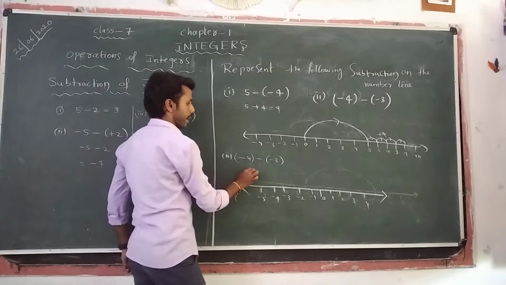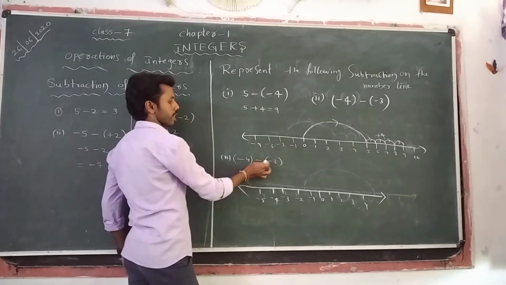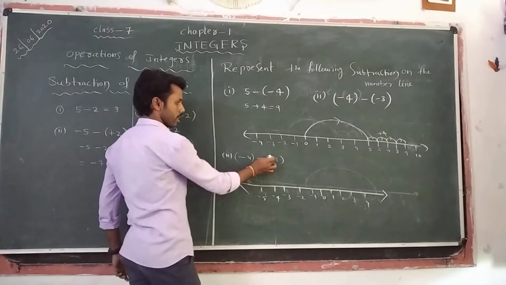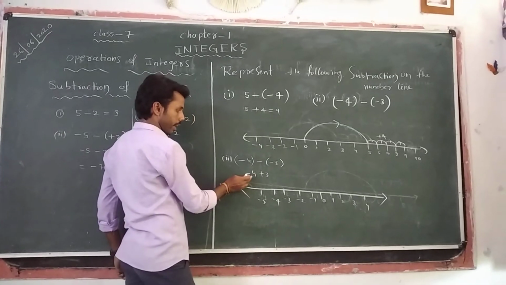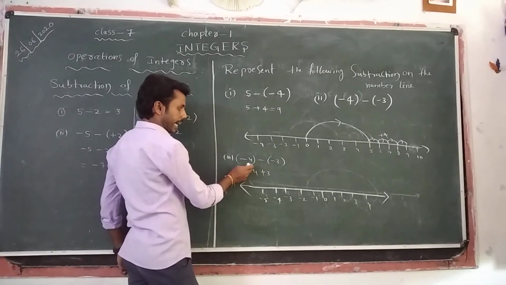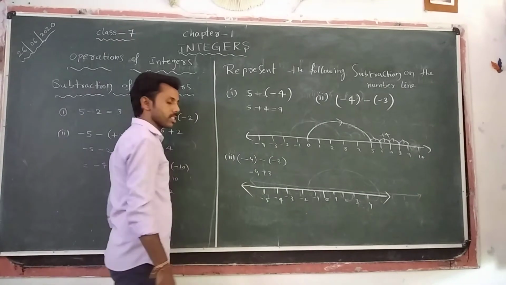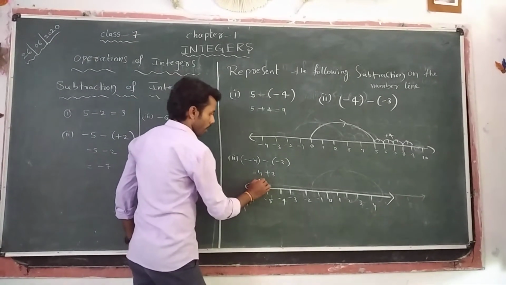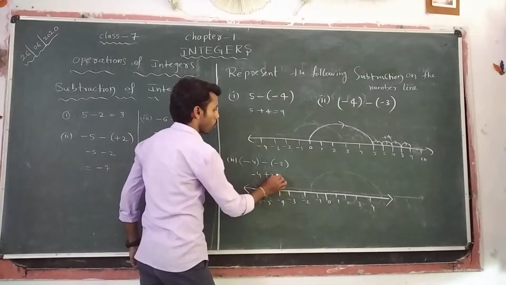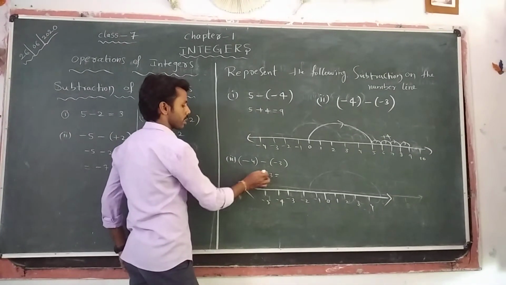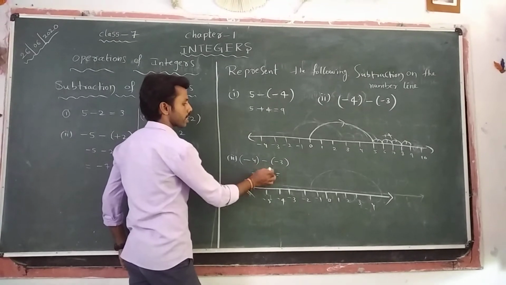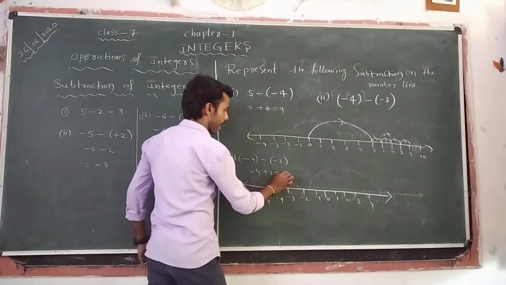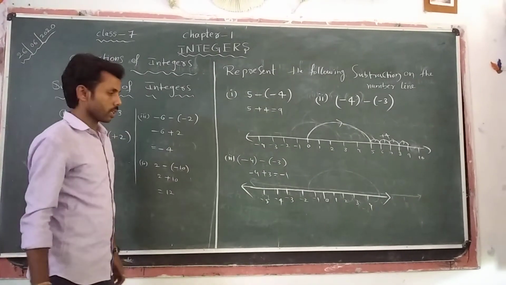Minus 4 minus of minus, that is minus 4 into minus 2, plus 3. Here, minus 4 is a negative integer and plus 3 is a positive integer. The plus symbol is positive, the minus symbol is negative. So 4 minus 3 equals 1. Here the minus symbol is negative, so the answer is minus 1.